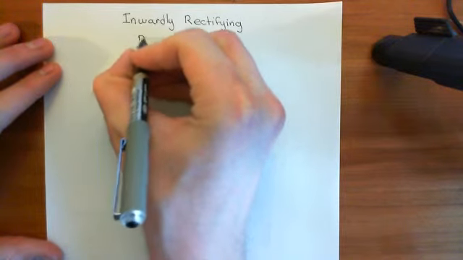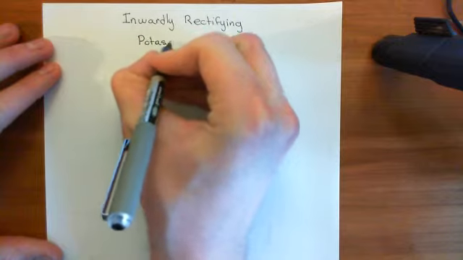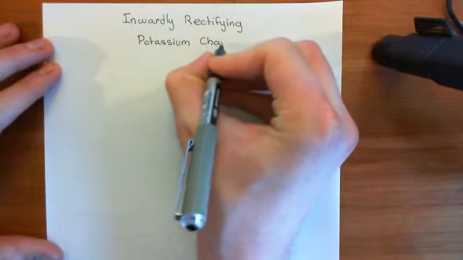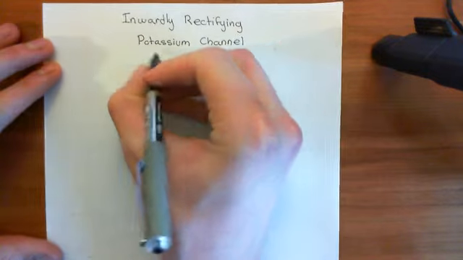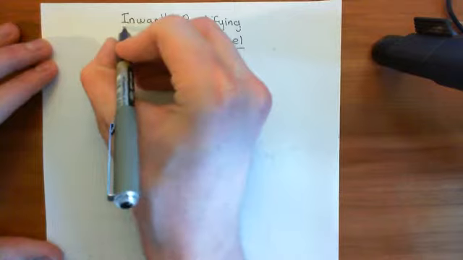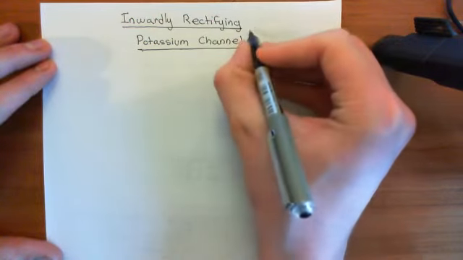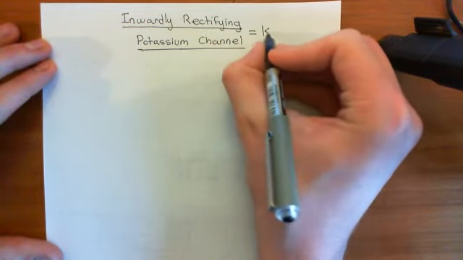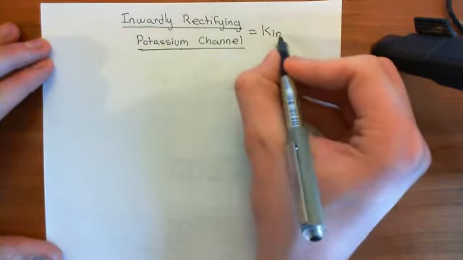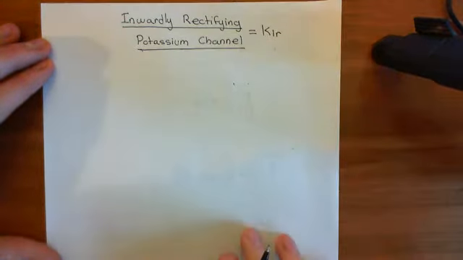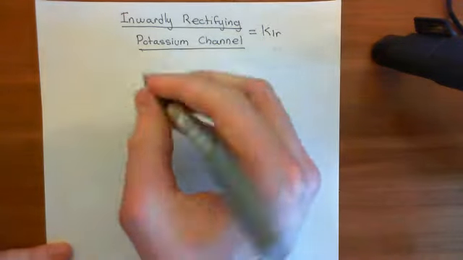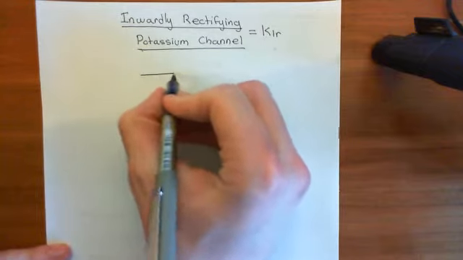So, inwardly rectifying potassium channels are often abbreviated to KIRs for short. K for potassium channel, IR for inwardly rectifying. Let's have a look at the structure of these inwardly rectifying potassium channels.